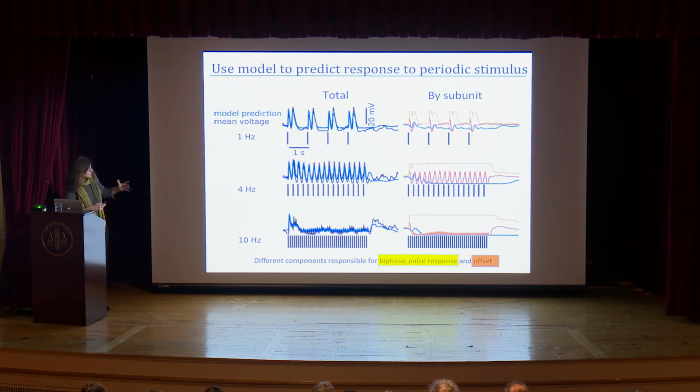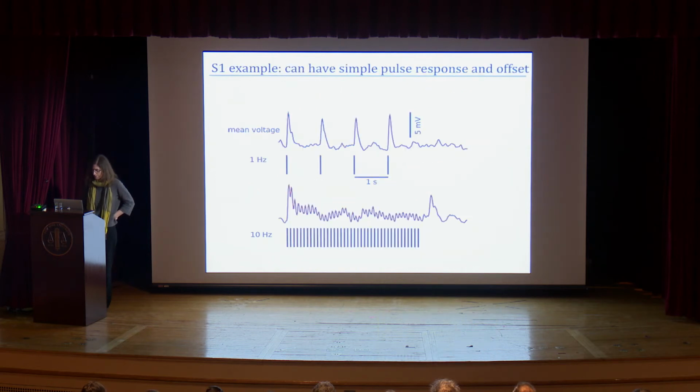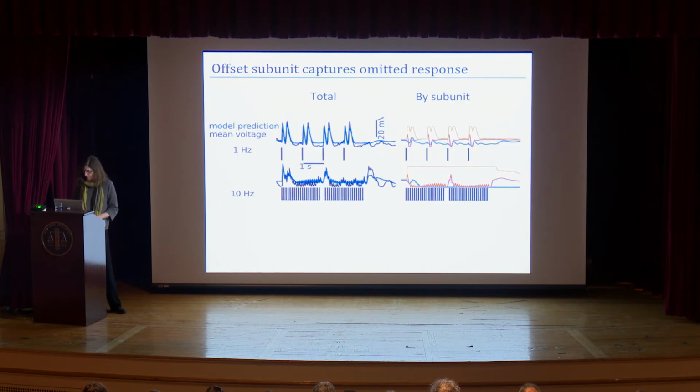And those different influences kind of split out into different subunits. So this biphasic pulse response is accounted for by one subunit. The offset response is taken up by a different subunit, which is actually not what we expected to happen. So it's kind of good that those show up in different subunits, because this example in S1 shows you that you can have a simple, non-biphasic response to a single pulse and get the offset response. So clearly they don't depend on one another.